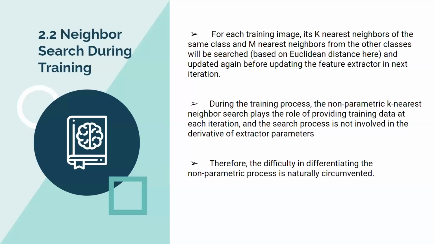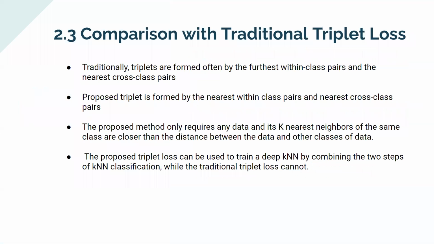During this training process, the non-parametric kNN search plays the role of providing data at each iteration. The parameters are not involved in the search, so it is not involved in the derivative of the feature extractor parameters. Therefore, we can see the difficulty in differentiating the non-parametric process naturally, but we discuss next the novel triplet loss versus the traditional triplet.